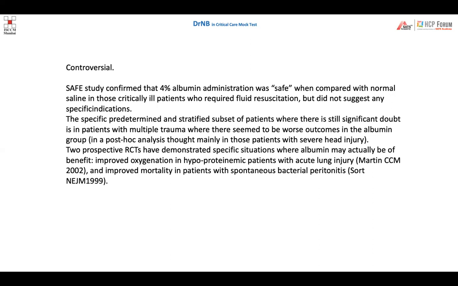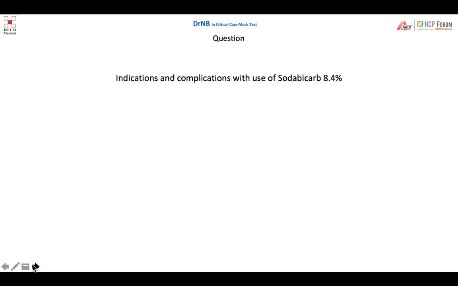We use it for spontaneous bacterial peritonitis or in patients who require large volume paracentesis, and also in cases of hepatorenal syndrome, and it can also be used in hypoproteinemic patients with acute lung injury to avoid excess fluid being given and seeping out, leaking of the fluid.